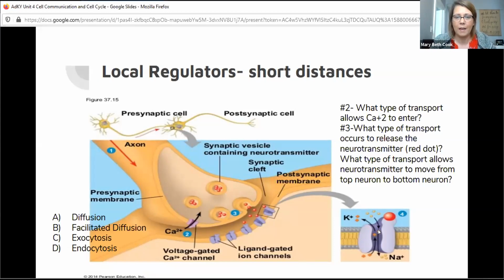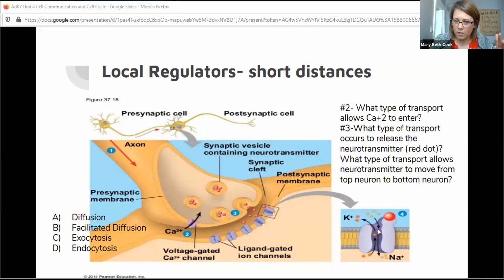So Lou is going to set up a poll for us. What you're seeing here are two nerve cells. And again, knowing the details of nerve cells is not something that you have to know. They would provide the information that you need to know.